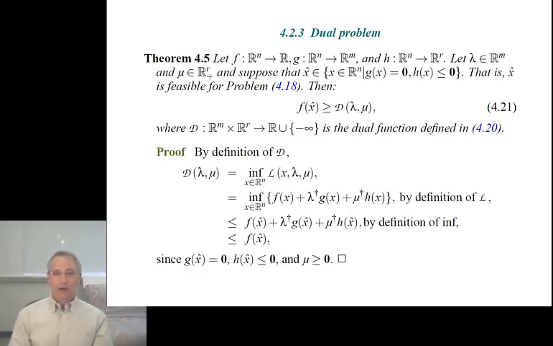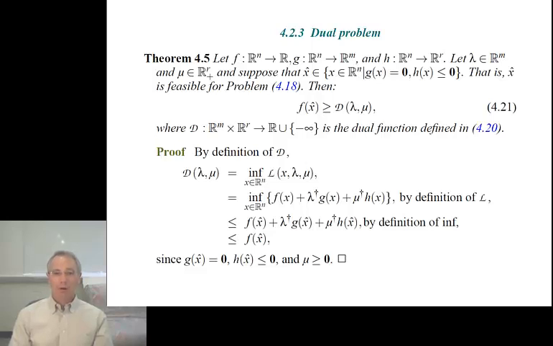Here's another result, this time a theorem. Let f, g, and h be functions. Let lambda be an element of R^m, and mu an element of R_+^r. In other words, the entries of mu are non-negative. Let's suppose x hat is a feasible point. In other words, x hat satisfies g(x) equal to 0 and satisfies h(x) less than or equal to 0. So x hat is feasible.